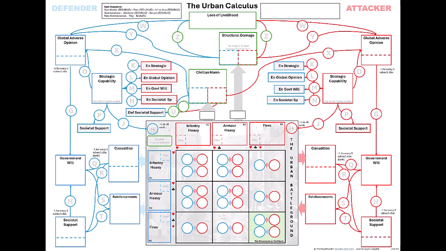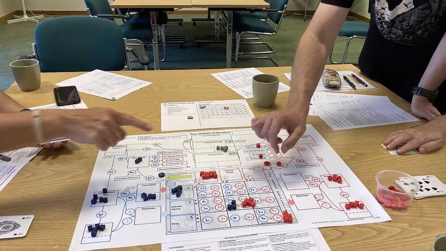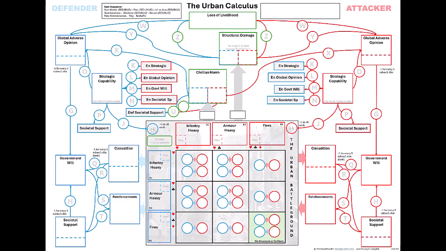Tuck is designed for two sides, the attacker and the defender. You can play it solo, playing both sides, or with one or two people on each side. I find that having two people per side encourages more discussion about what is going on. So, let's start with the game board. The game board shows the systems model that we're going to be using.